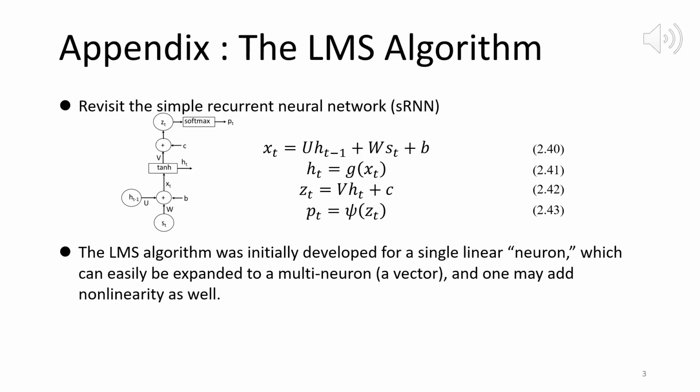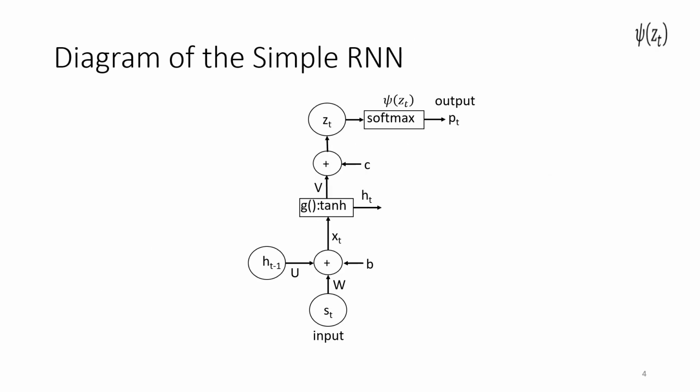The least mean square algorithm was initially developed for a single linear neuron, which can easily be expanded to a multi-neuron, a vector, and one may add nonlinearity as well. In this lecture, we will show how the least mean square algorithm can be applied to the simple recurrent neural network. The architecture of the simple RNN is shown in this slide, where the input is S_t and output is P_t. The hyperbolic tangent function is used as the function g, and softmax is used as the function psi.